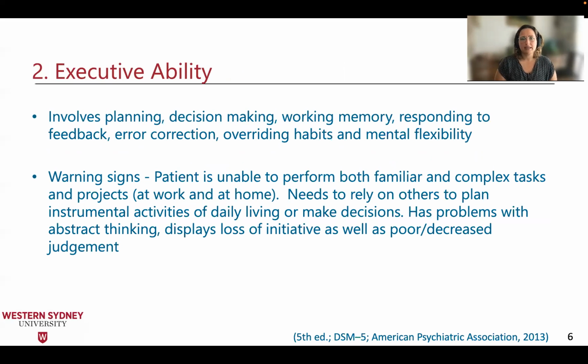So this involves planning, decision-making, working memory, responding to feedback, error correction, overriding habits, and mental flexibility. These are all very complex processes that happen around your frontal cortex. So warning signs of this are that a person may be unable to perform both familiar or complex tasks and projects at work and at home.